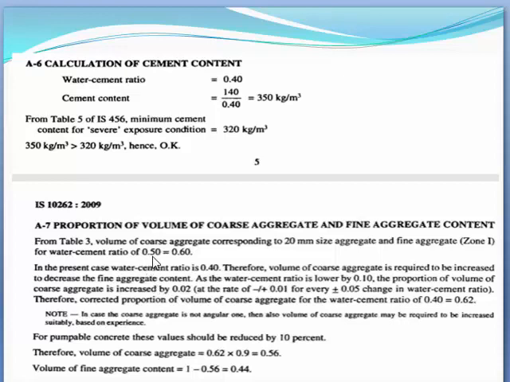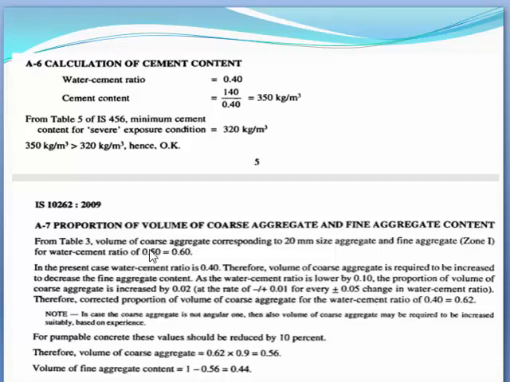So it is less than 0.50. How much value is it less? 0.10, right? So the volume of coarse aggregate will increase for every 0.50 change in water cement ratio. The increment will be 0.01, right? So for 0.10, that means the change is 2 times, right? So it will be 0.02. For every 0.50 change, the value is 0.01.